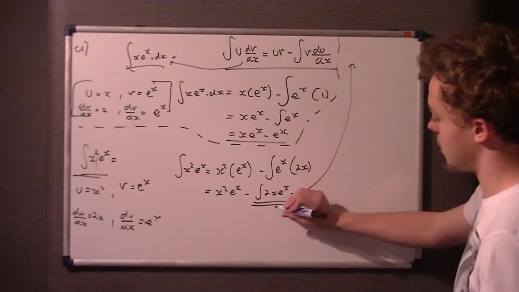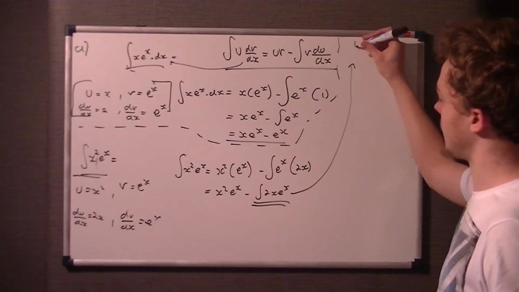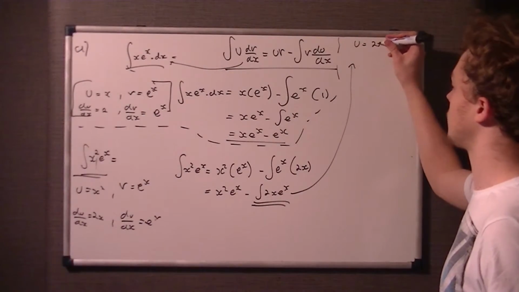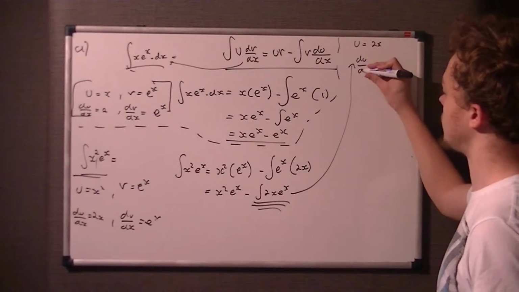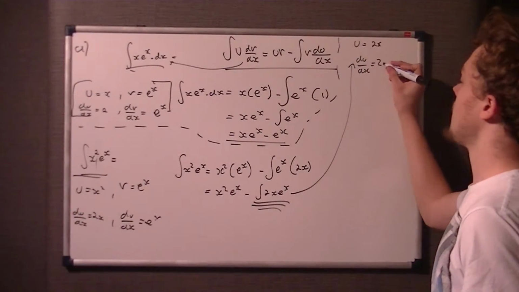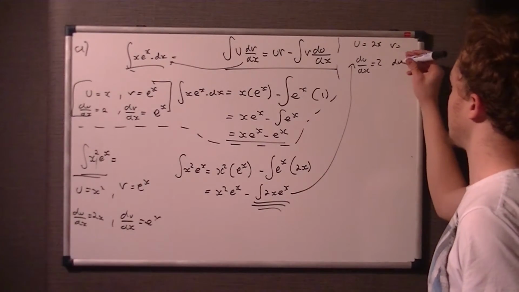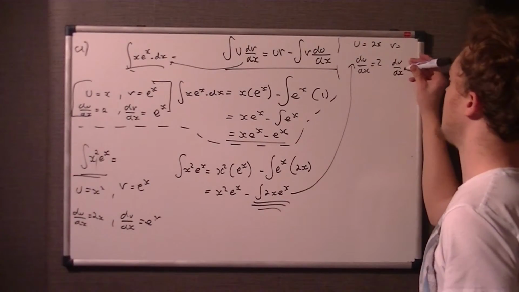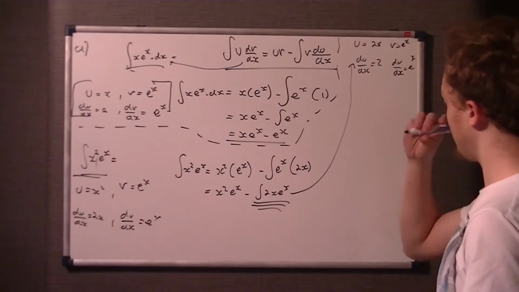So what I would do is write u, v, dx, du, dx all over again. So u, we know, is 2x from this one. du dx, therefore, is just 2. v is equal to... dv dx is equal to e to the x, so therefore v is also equal to e to the x. So just follow the same principle.